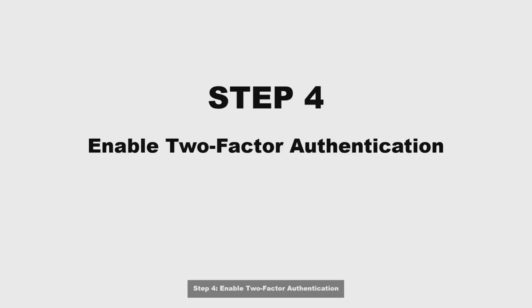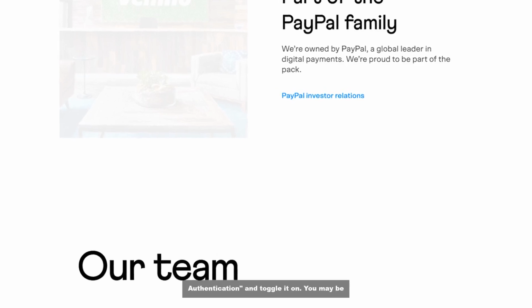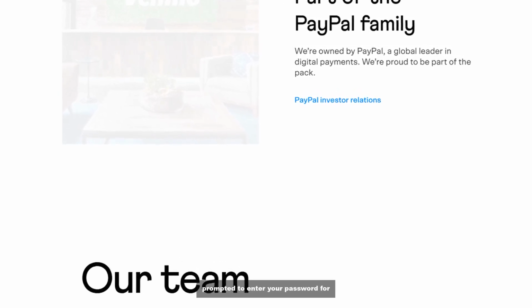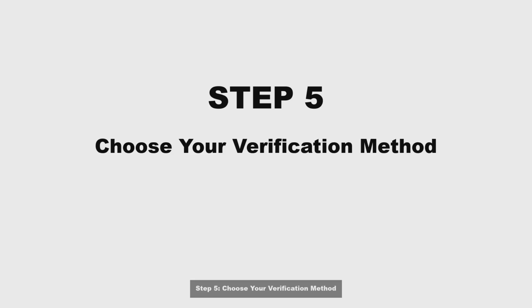Step 4. Enable two-factor authentication. Find the option for two-factor authentication and toggle it on. You may be prompted to enter your password for verification.